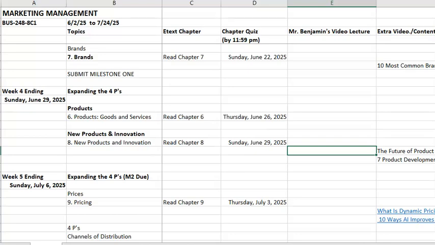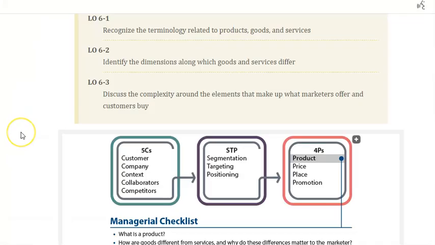Let's take a look at Chapter 6. So again, we're moving away from STP, this segmentation, targeting, positioning part of the managerial flow chart, and we're moving on to the 4 Ps. This is where the rubber meets the road. This is where we put definition of everything. So product is the first one we're going to look at.